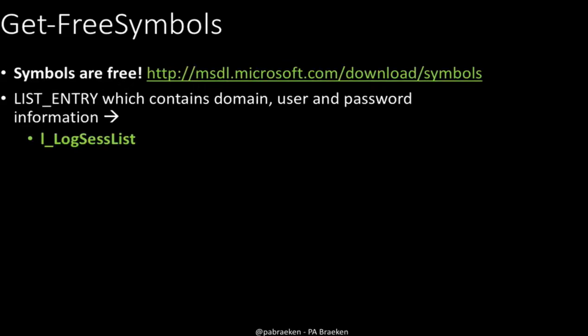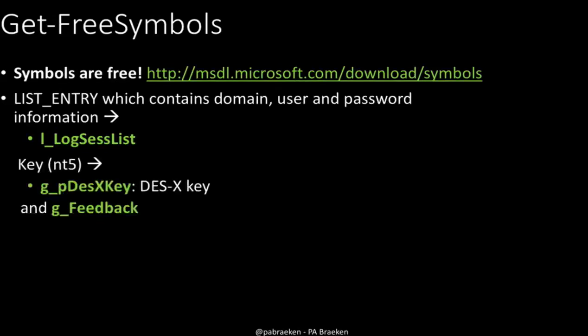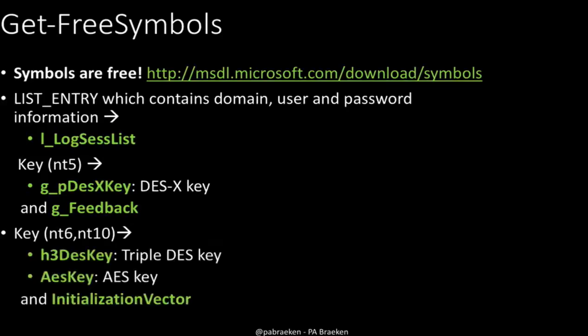So the symbol for this double linked list entry is LogSessList. As a key for NT5 operating systems, like 2003 for example, or XP, it is the 3DES key and the feedback you will need. For NT6 and NT10, it's the same thing. It's the 3DES key and AES key. And you need the initialization vector.